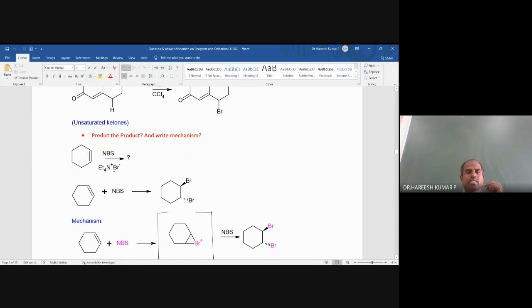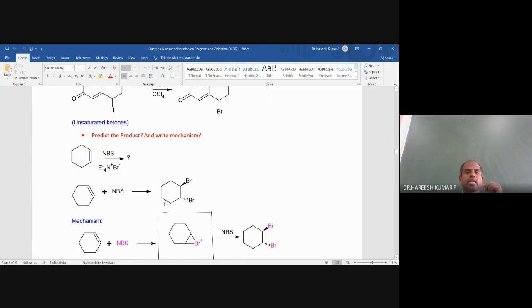A double bond is there, but here you can observe NBS in presence of a phase transfer catalyst. This is the phase transfer catalyst. Phase transfer catalyst means the solvent should contain water as well as an organic solvent. In such cases, what will happen? NBS will act as a source of Br plus and Br minus. So that means addition of bromine to the double bond.